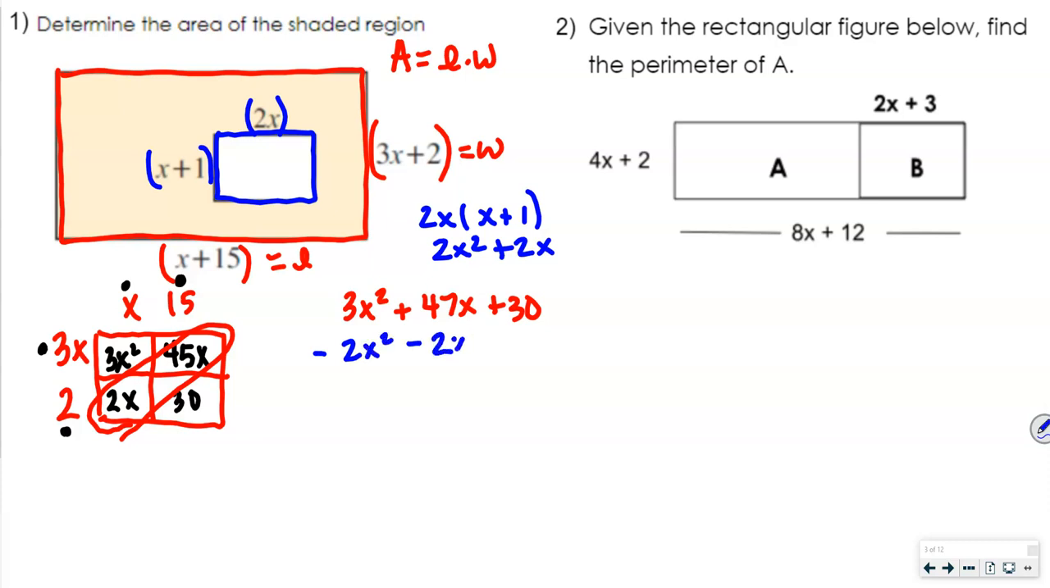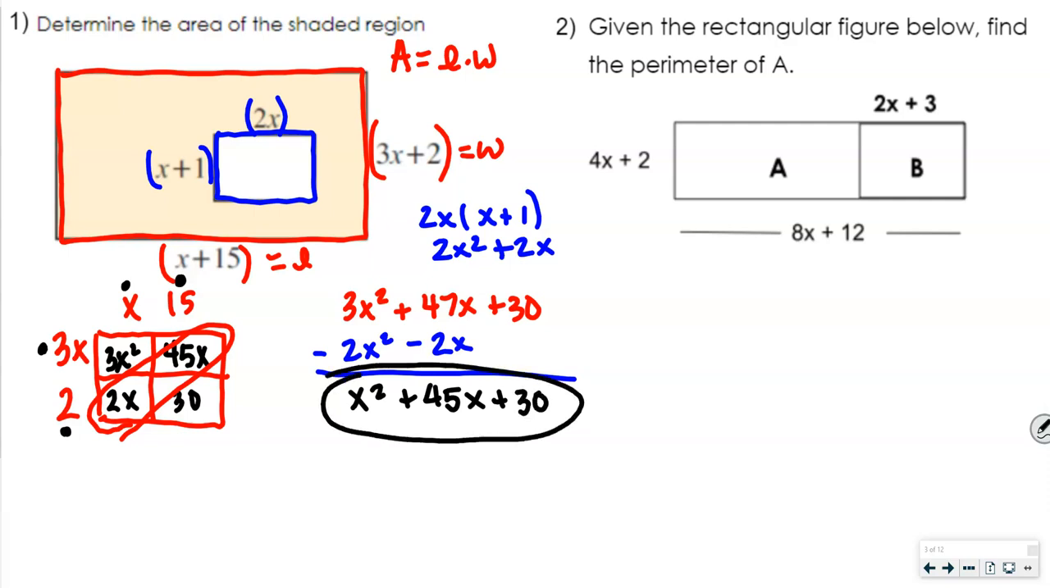And this is probably the most common error right there, guys. So when we do that, if we subtract 2x squared from 3x squared, we get x squared. And if we subtract 2x from 47x, we get 45x, right? And then we are doing nothing with the 30, so we just bring it down. Okay? So there's your answer right there, okay?